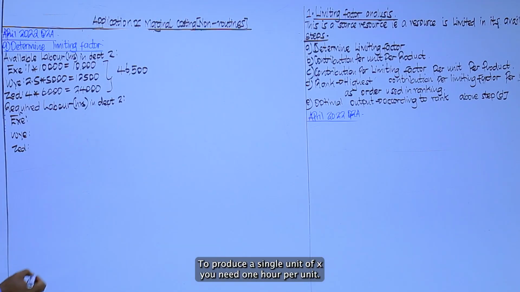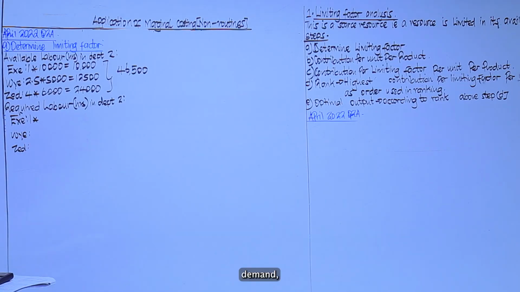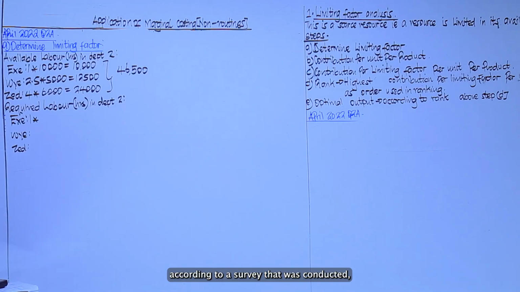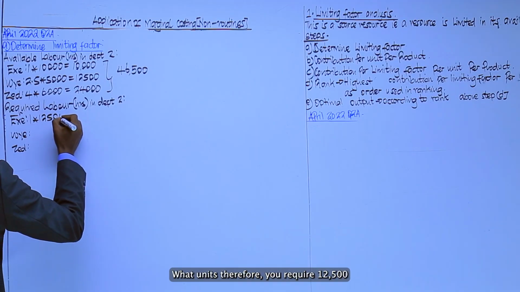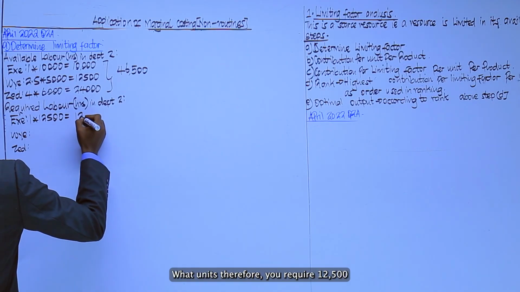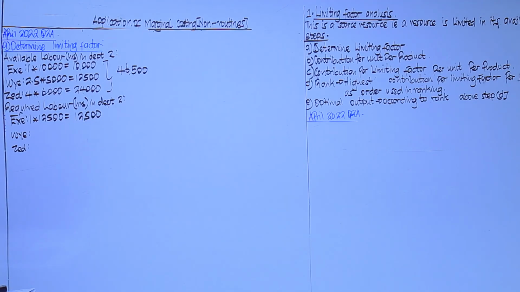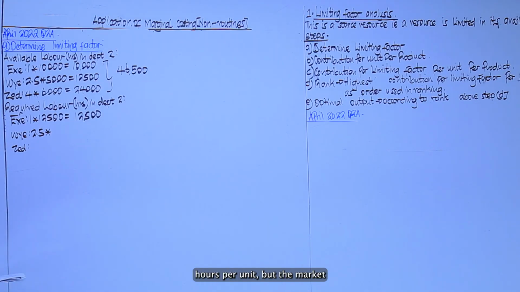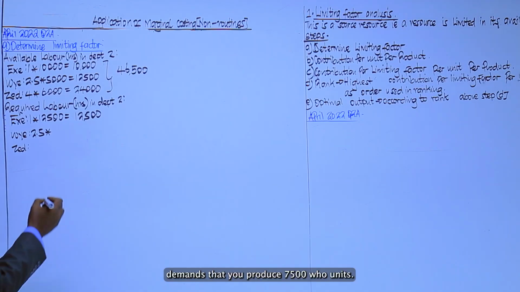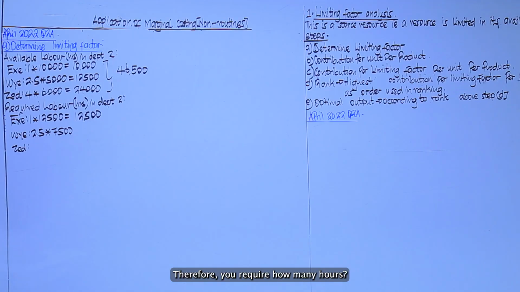For you to produce a single unit of X, you need 1 hour per unit, but the market demand, according to a survey that was conducted, is that you have a potential to sell 12,500 units. Therefore, you will require 12,500 hours to be able to fulfill that particular demand. Why? You have 2.5 hours per unit, but the market demands that you produce 7,500 units. Therefore, you require how many hours?